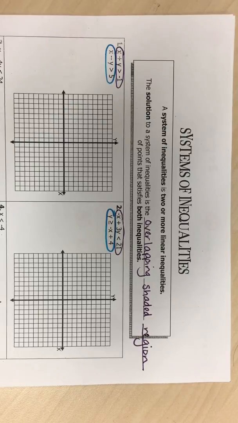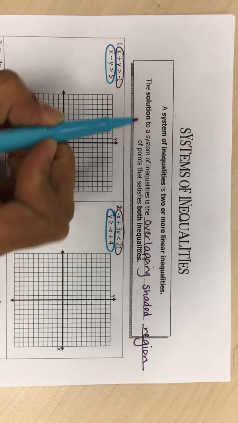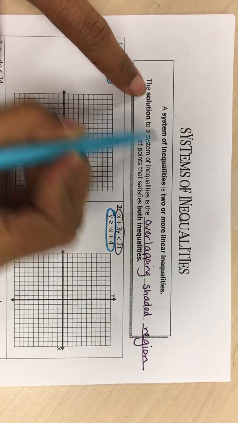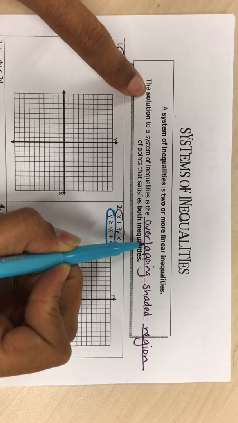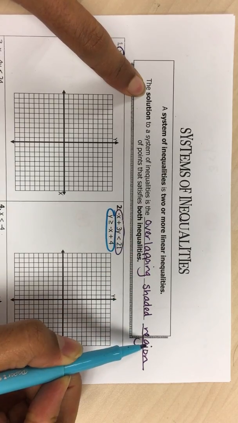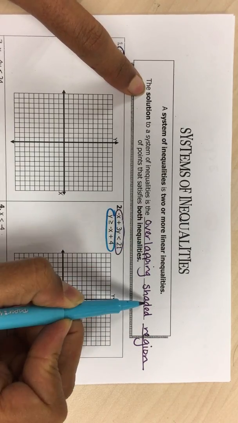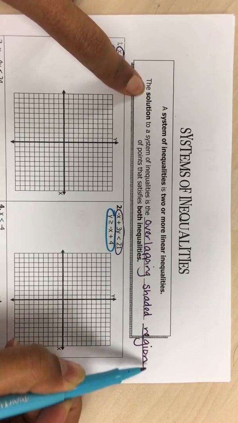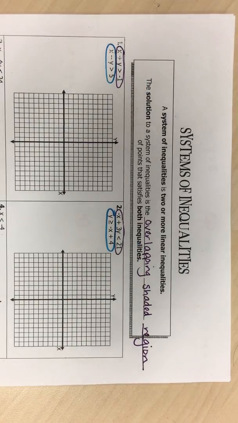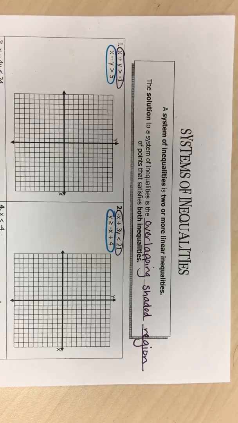Today's lesson was, what does a solution to a system of inequalities look like? A solution to a system is the overlapping shaded region. I think it's supposed to be overlapping region, but I added another space, overlapping shaded region. So what we're looking for today is when we shade one inequality and when we shade the next inequality, where do the colors blend? That is our solution region.